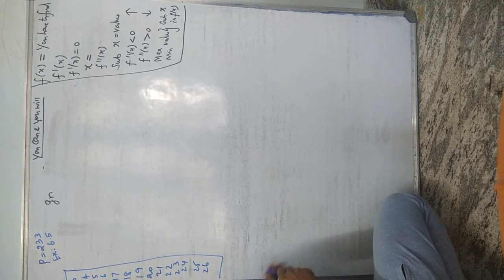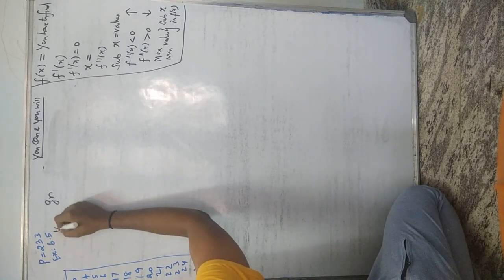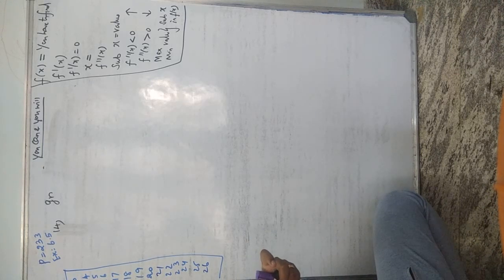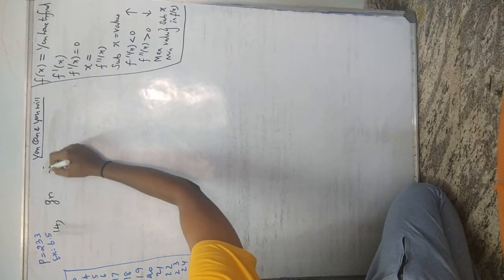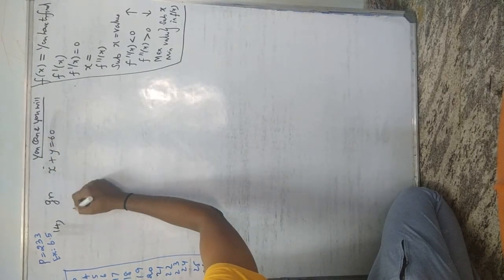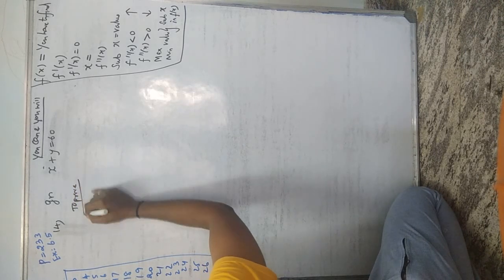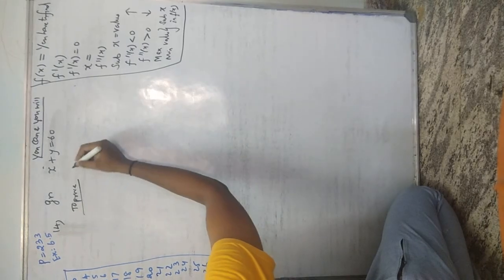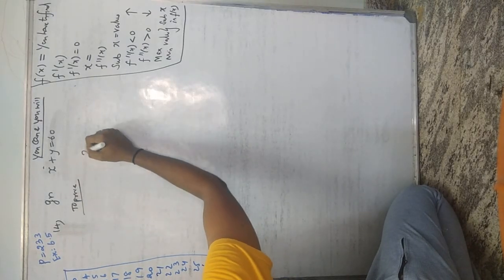Now, 14th question. First step: what is given? Given is: find two positive numbers x and y such that x plus y equals 60. So x plus y equals 60. To prove: what is to prove? They asked you to find out that x y cube is maximum. So let us keep a letter for x y cube.